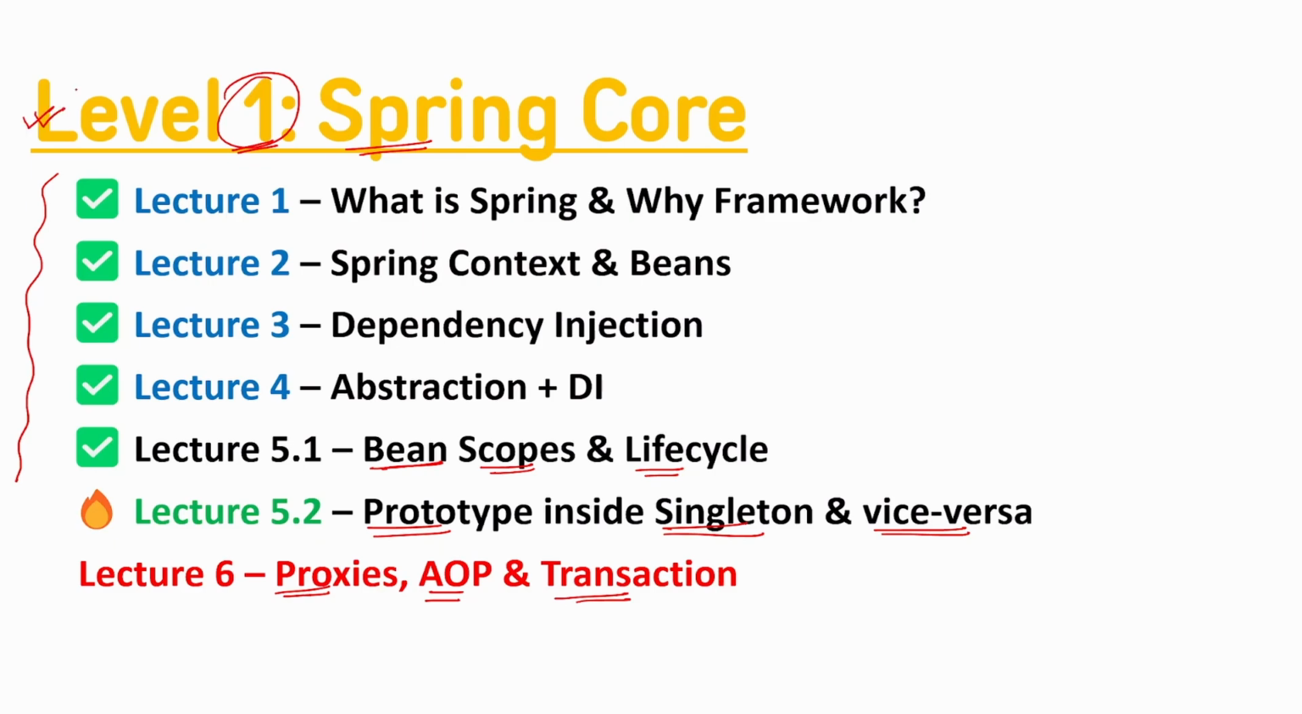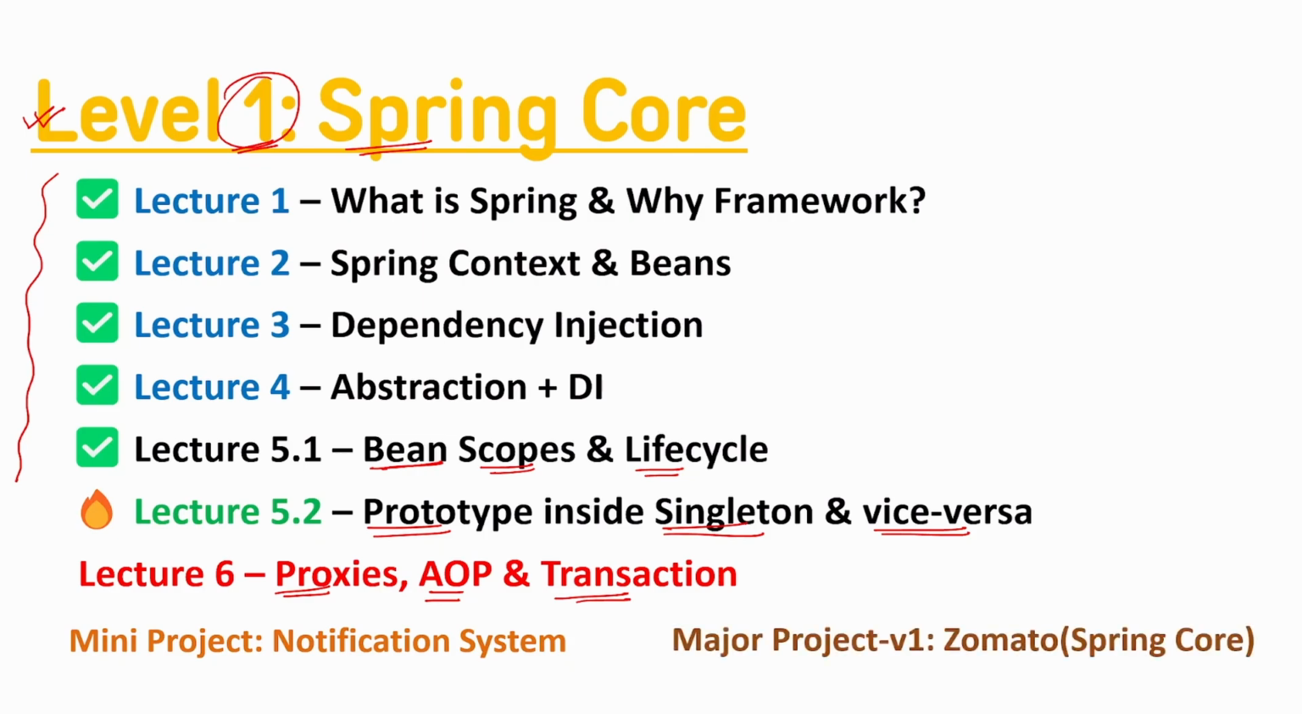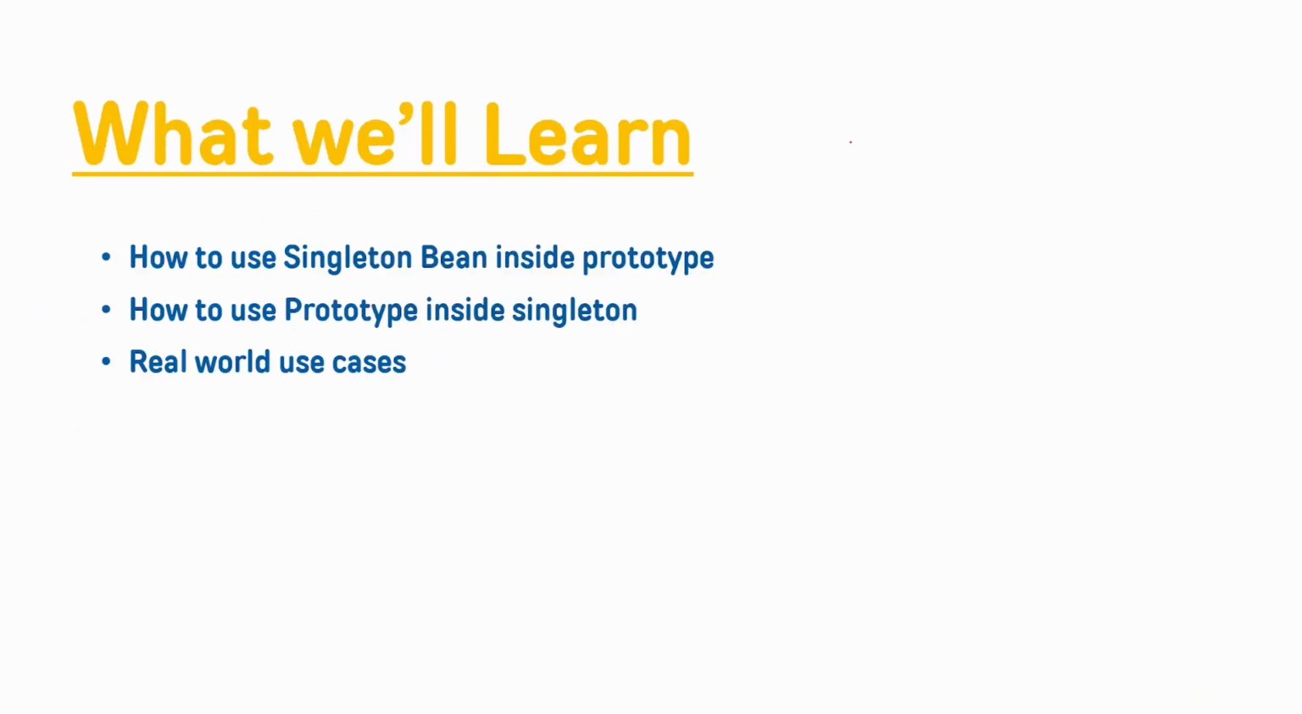After completing level 1 we will be doing two projects. One will be a mini project, where we will build a notification system from scratch, and second there will be a Zomato clone which we will make using only Spring core, so that you will get an in-depth understanding of how a Spring core application actually works. So this is going to be the whole path of our Spring Boot 0 to Infinity course. So let's start today's video.